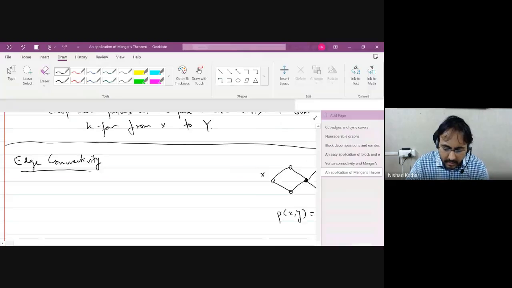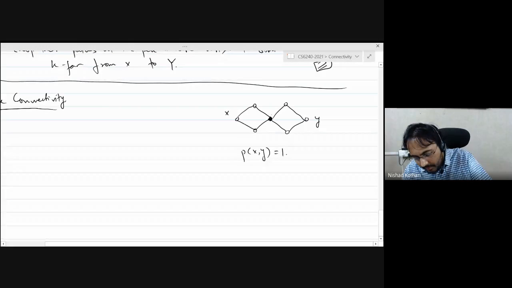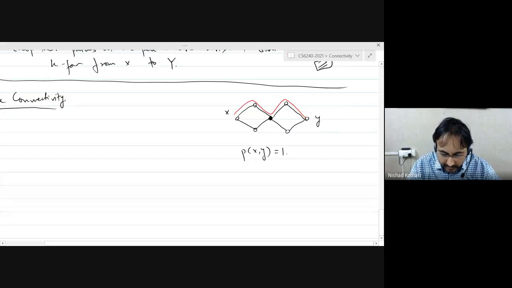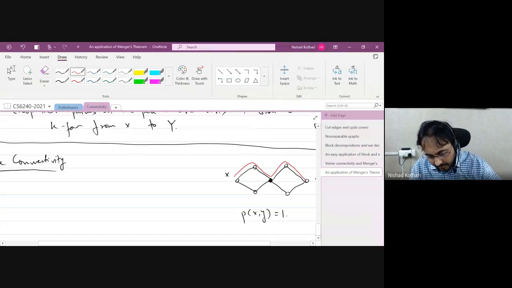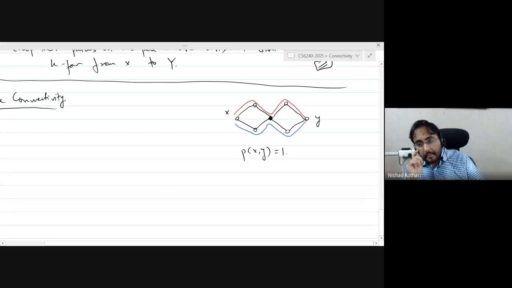However, you could get paths which don't share any edge. So you can take this as your one path. In fact, I think this is the only way to do it. No, there are two different ways to do it. Doesn't matter. And you can take this as your second path. Okay. So these are not internally disjoint, but they are edge disjoint. There is no edge that is common to both of them. And that weaker notion brings us to edge connectivity. Right? So you could have two paths that are edge disjoint, but are not internally disjoint.